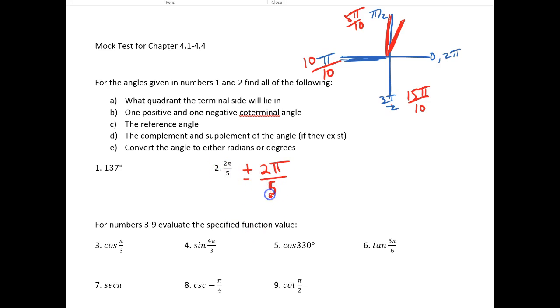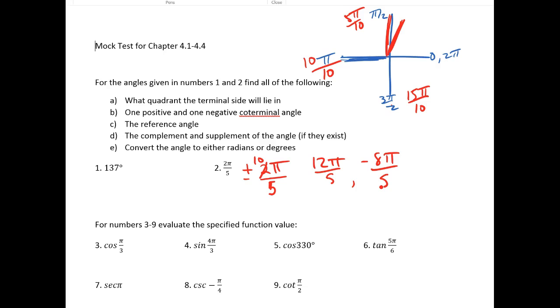So if I make that a 5, that becomes a 10, and then I just add fractions. 2 plus 10 is 12 pi over 5, or 2 minus 10 is negative 8 pi over 5. So those are my two answers for B.